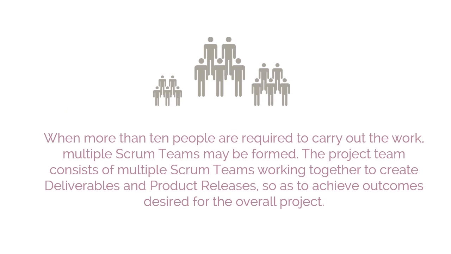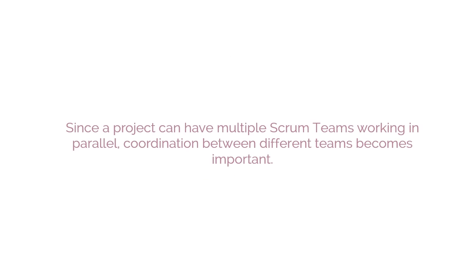When more than 10 people are required to carry out the work, multiple Scrum Teams may be formed. The project team consists of multiple Scrum Teams working together to create deliverables and product releases, so as to achieve outcomes desired for the overall project. Since a project can have multiple Scrum Teams working in parallel, coordination between different teams becomes important.